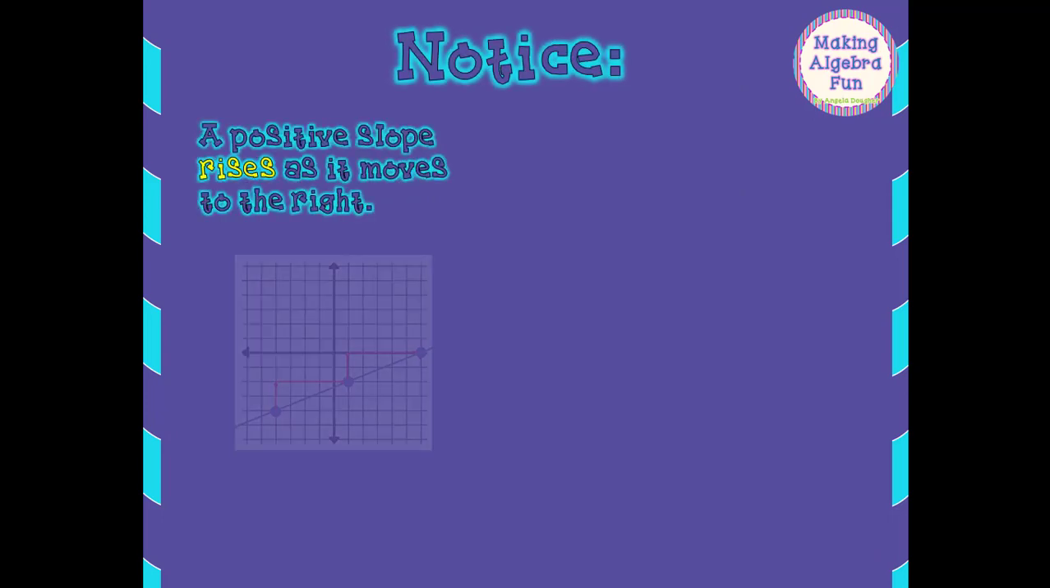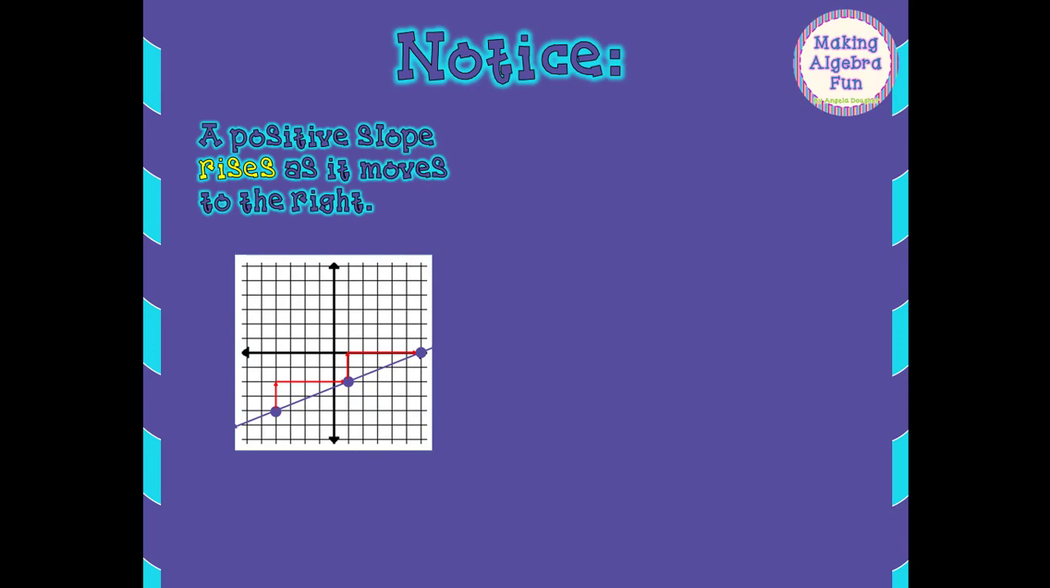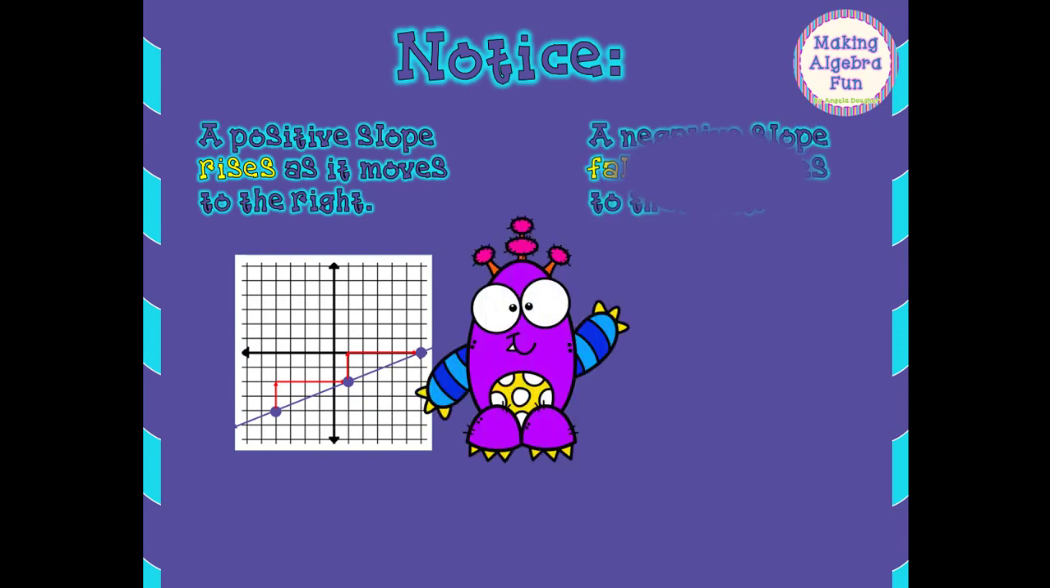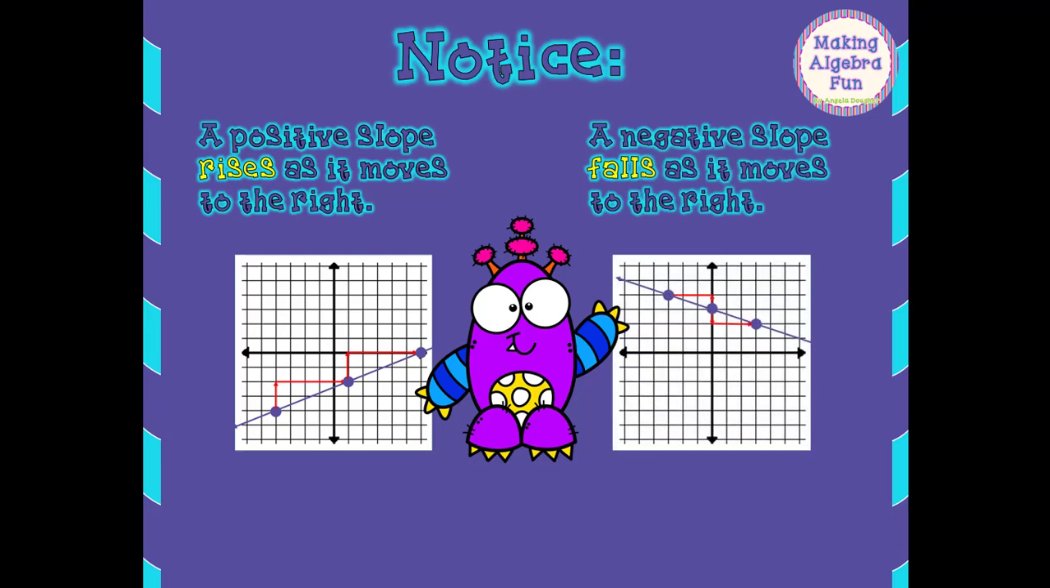Now, notice that if you have a positive slope, your line will be rising as you move to the right. And if you have a negative slope, it falls as it moves to the right. So you can take a look at your line and automatically determine if the slope is positive or negative. And sometimes that helps you answer a question or at least have an idea of what the answer will look like.